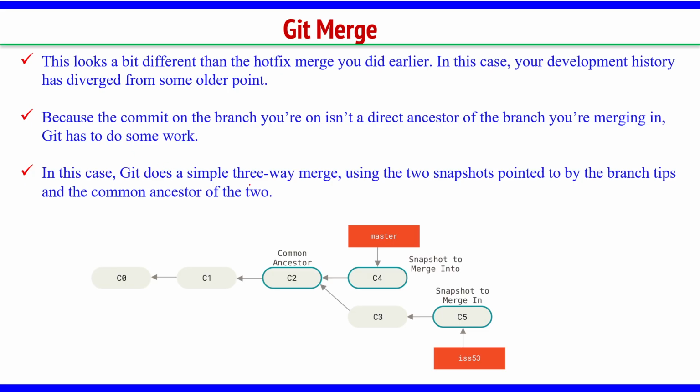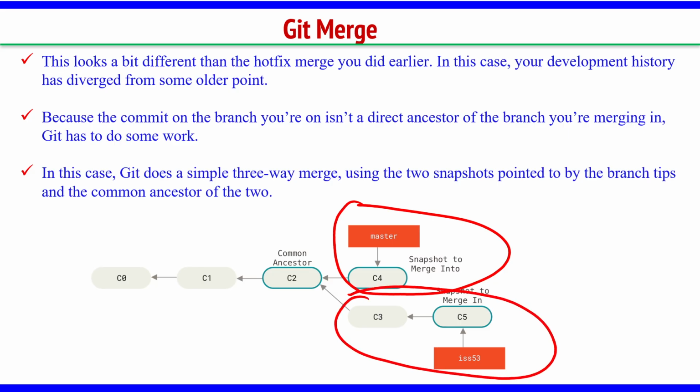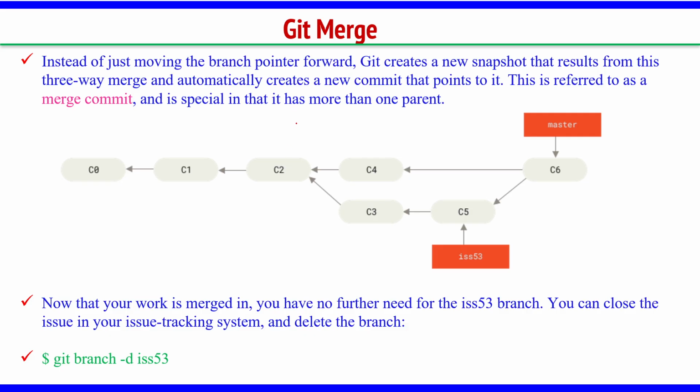So, Git does a simple three-way merge using two snapshots pointed to by the branch tips and the common ancestor of the two, right. Now, understand, this is one branch, this is second branch. Both of them have a common ancestor C2. C4 was made from C2, C3, C5 was made from C2. So, we make a three-way merge, something like this.